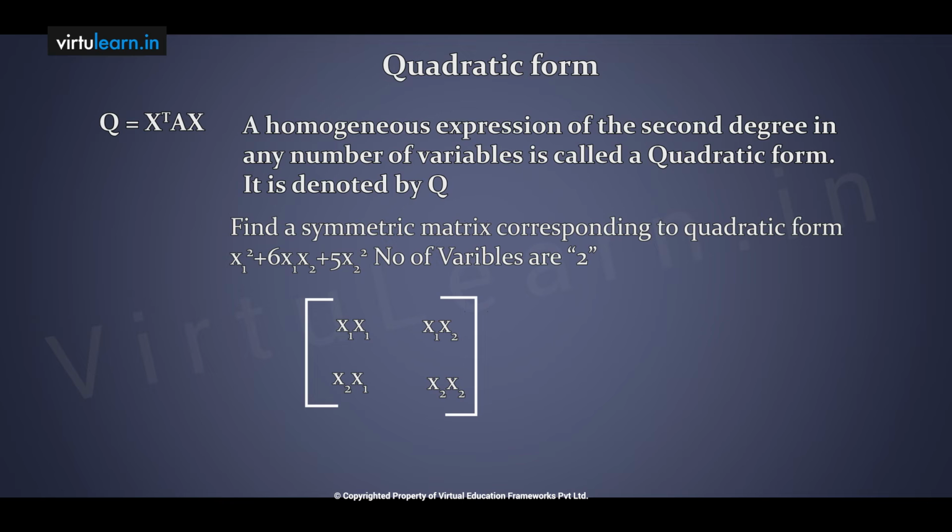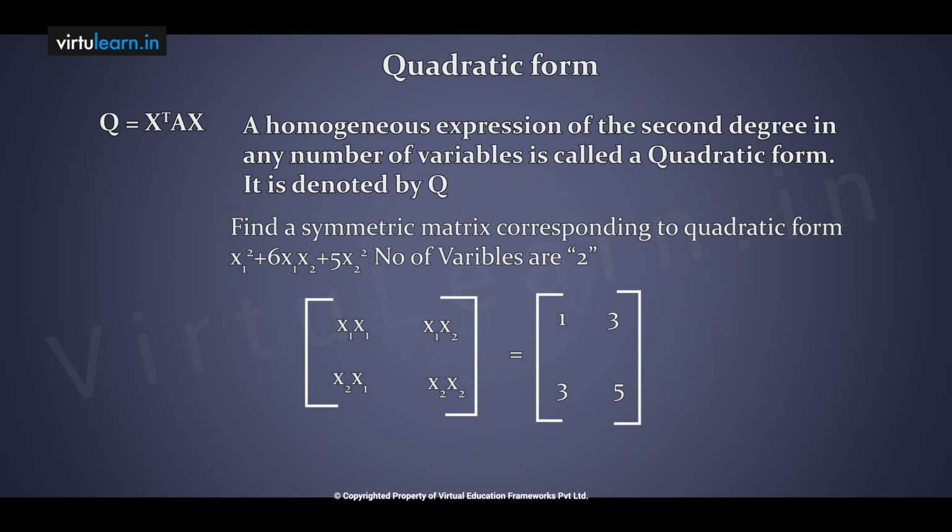The coefficients of the squares go in the places of the principal diagonal. What is the coefficient of x1 square? 1. Now what is the coefficient of x2 square? 5. Means in place of principal diagonal you write 1 and 5. Now 6x1 x2, this is x1 x2 and this is x2 x1. Then half of 6 is 3, you write here 3 and 3. When you add these two things, then automatically we will get x1 x2.